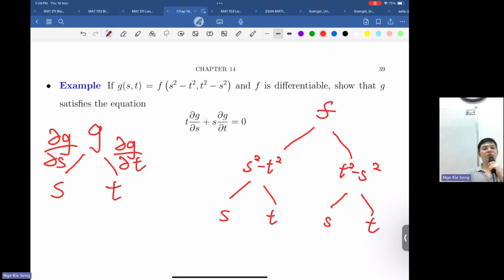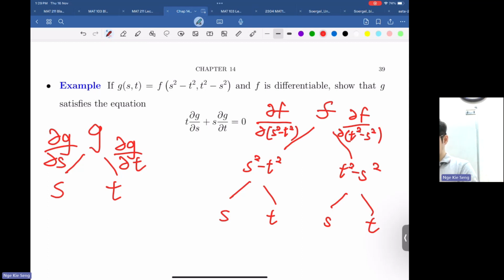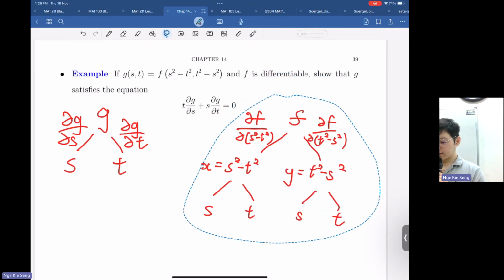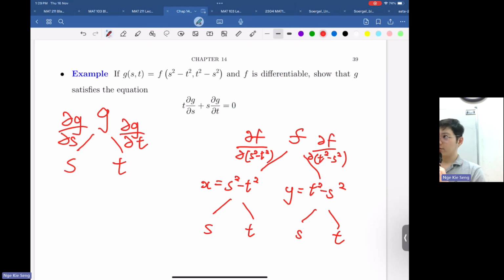So what's the difference here? Maybe you want to look at del F over del this big function or variable here, and del F over del t squared minus x squared, for example. But you see, this is just a variable, right? What you can really do is just rename them. For example, let this one be x and let this one be y. It's fine. Are you guys okay with renaming the variable?